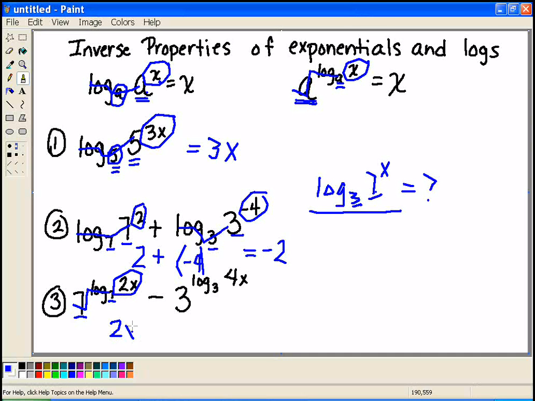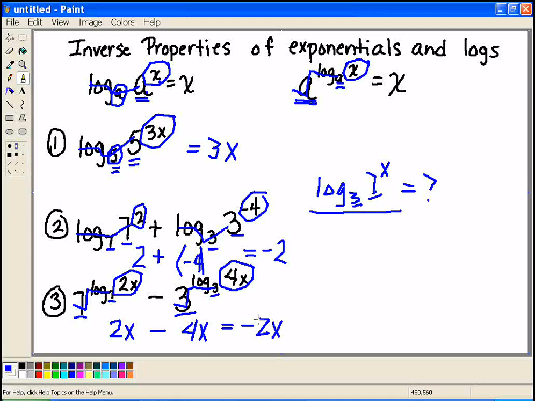In the second part I've got 3 raised to the log base 3 of 4x. Again, the base of my exponential is a 3, the base of my log is a 3, so they cancel each other out and I'm just left with what I'm taking the log of. In this case it's a 4x. But notice I had an operation in between, so I need to subtract the 2. So my answer would be 4x minus 2.